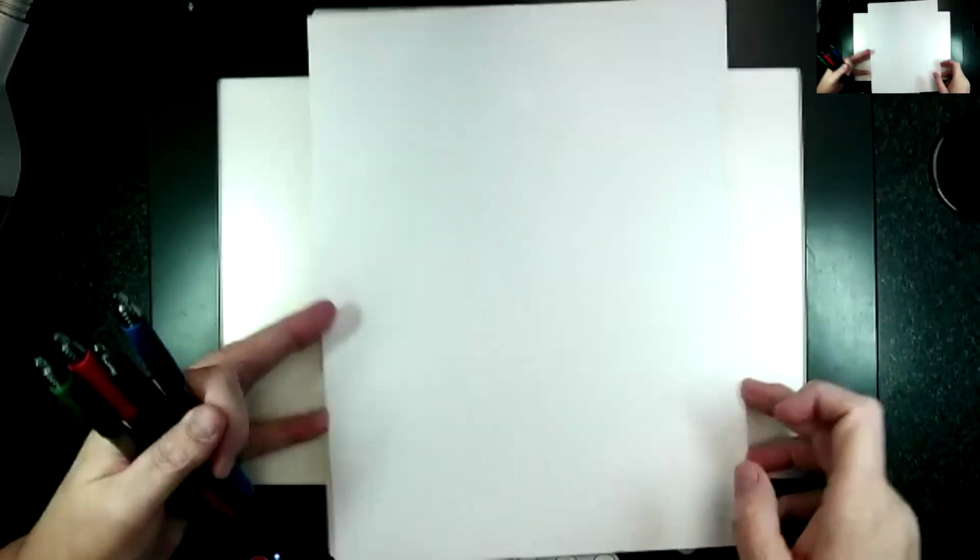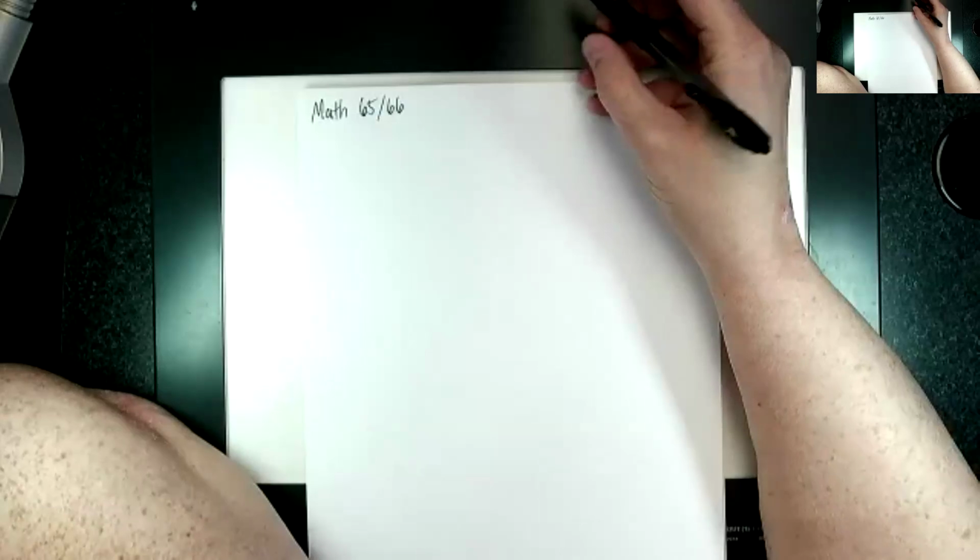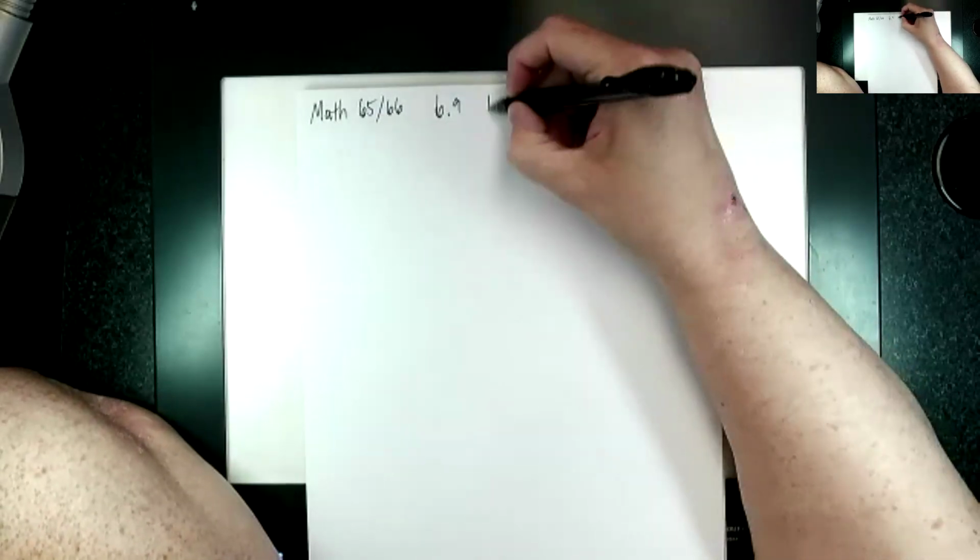Now, I don't know how much of this you've studied in Calc 1, if your teacher hit it very much, or if they didn't hit it at all, because it is technically in this section. So I'm actually going to write down Math 65 and 66, because I'll probably show this video to my students later on after they've learned integrals. This is on 6.9. We're doing hyperbolic trig functions.